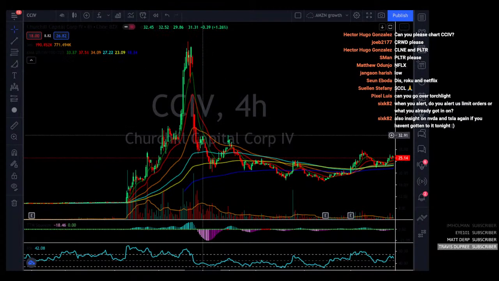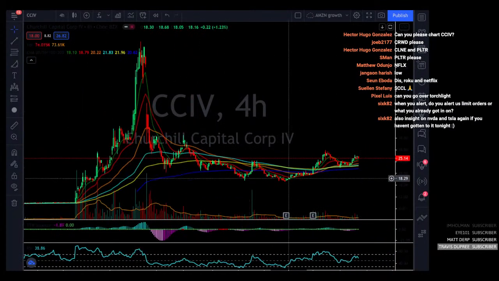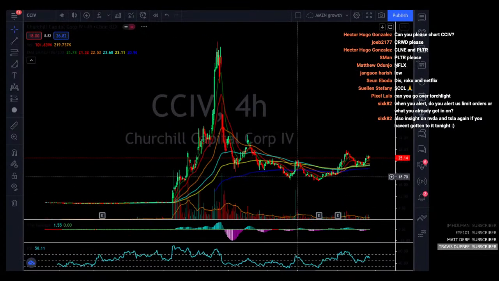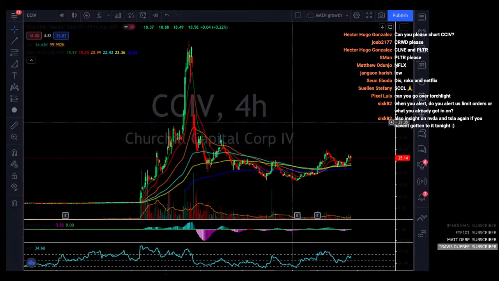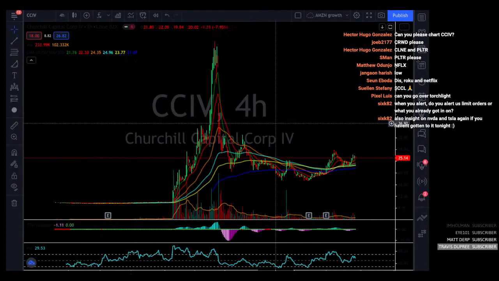And when everyone sells here, maybe you can buy, maybe you can wait, right? You could have bought at $17 and CCIV is back at $25. So you just have to find a way to actually know when to buy the rumor and then sell the news.